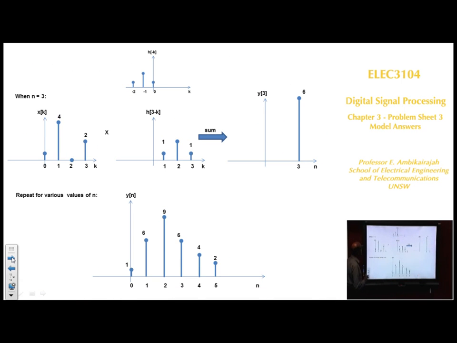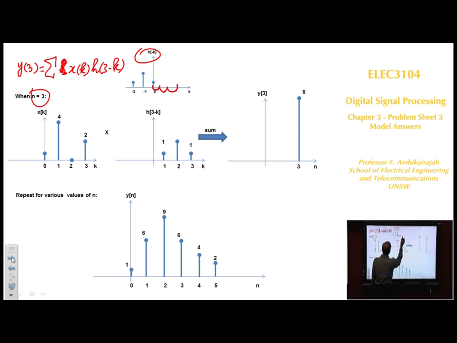Next one is n equal to 3 we want. So y3 is equal to sigma xk h(3 minus k). I know h(minus k) is that. 3 minus k means I shift them 1, 2, 3, so that one comes at that position. That's my 3 minus k, and xk is multiplied by h(3 minus k). I multiply these two and see what the output is and sum them.